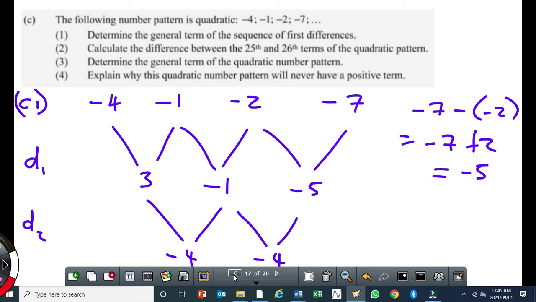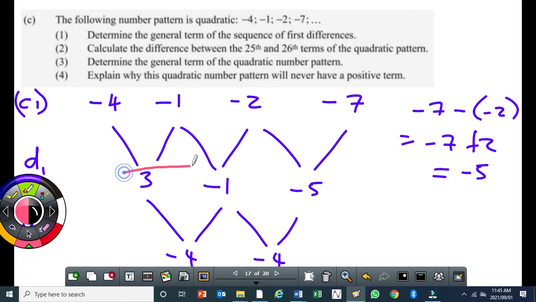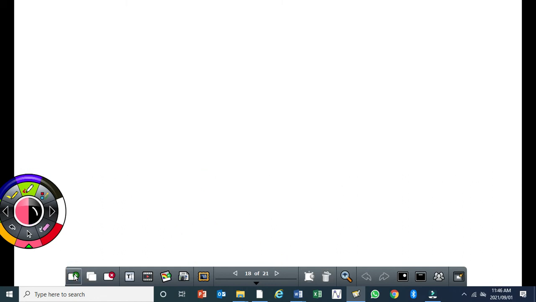Okay? Now that I found my first differences and second differences, I can answer number 1: determine the general term of the sequence of the first differences. So we want a general term for these numbers. They form a linear pattern, right? The good thing is that the common difference of these terms here is what? Minus 4.